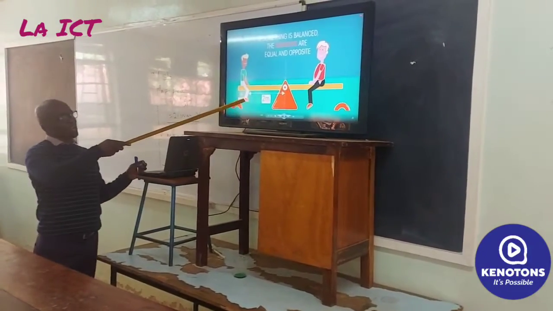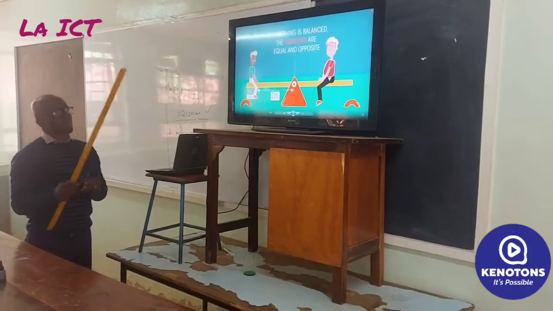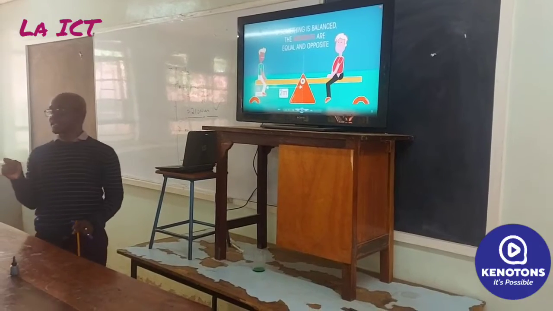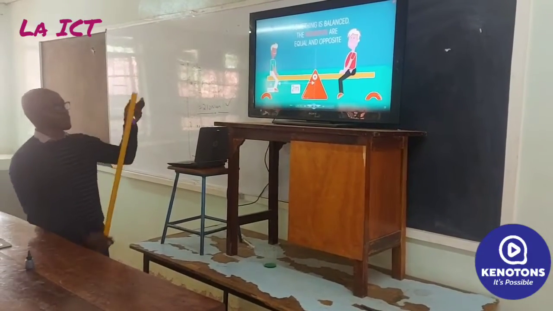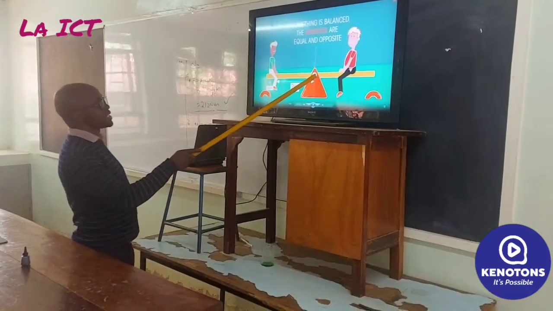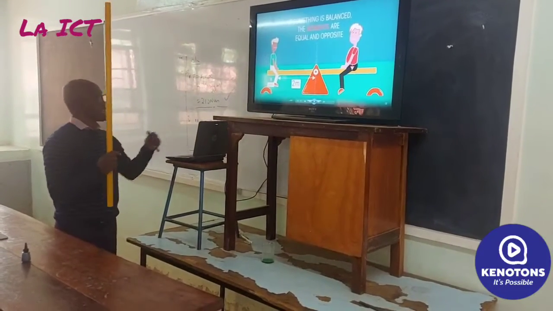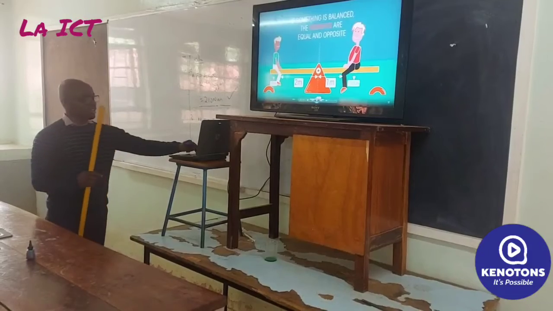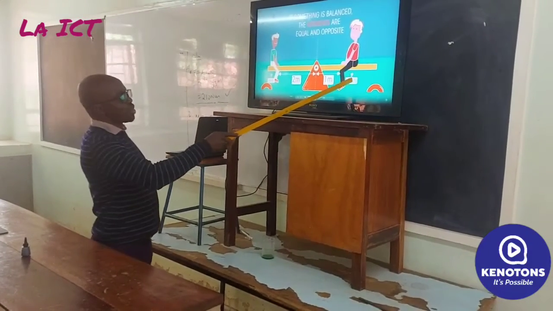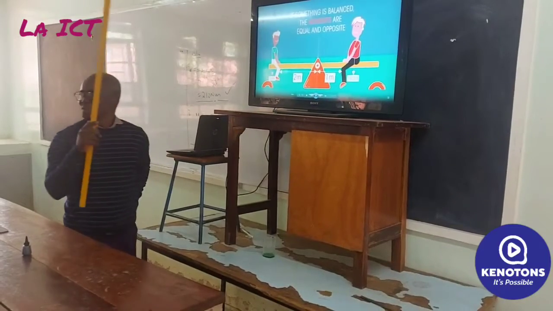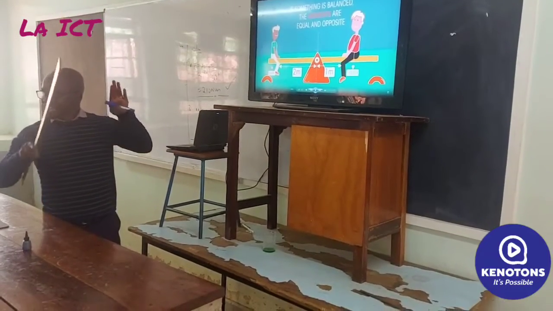So the girl, how are we going to get the moment of force of the girl? First, we have to know the weight of the girl and also the distance from the line of support. And our line of support here is this fulcrum. Now, the girl has 1,000 Newton and 1 meter. They are balancing each other.